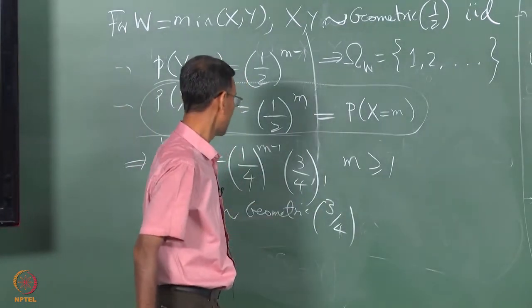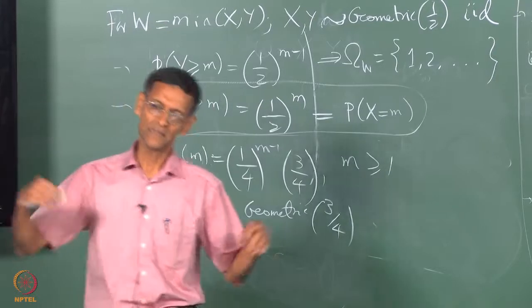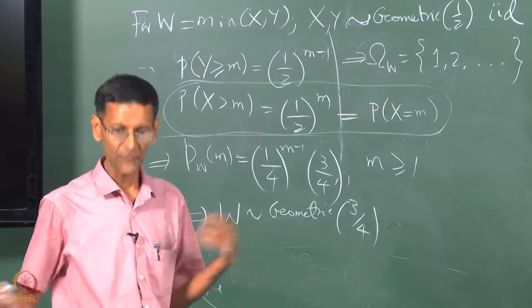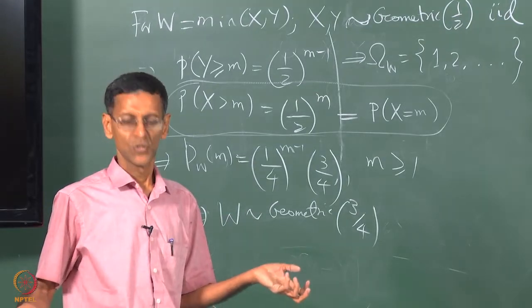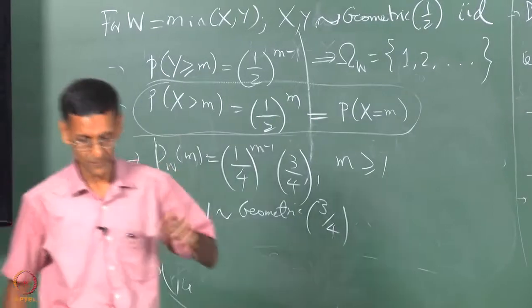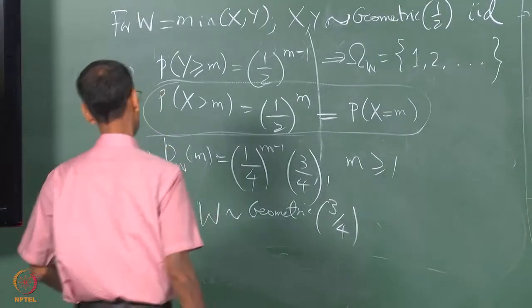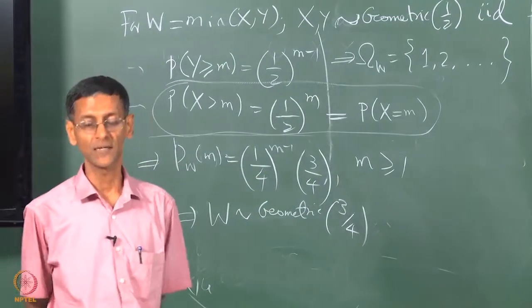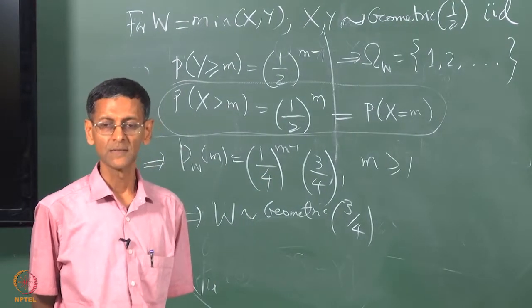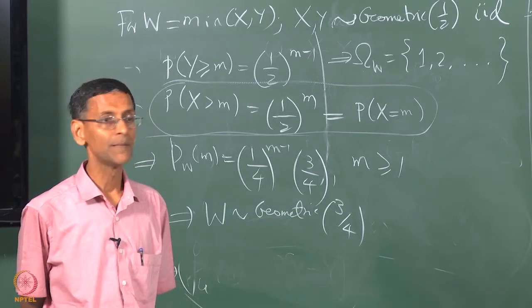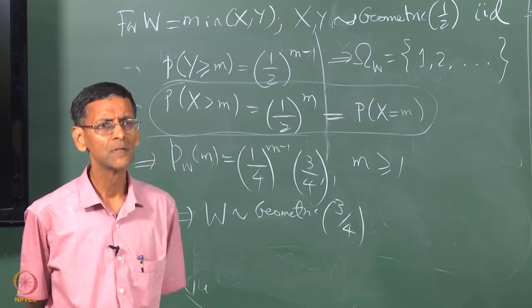So it turns out that W equal to m will be getting x equal to m or y equal to m, I mean the first one. Anyway, I can't think and talk at the same time, so you can go back and think about this. This makes perfect sense intuitively. Please go and think about it.